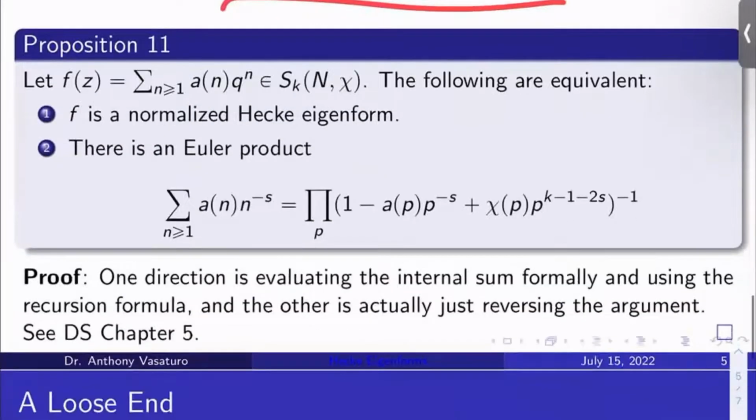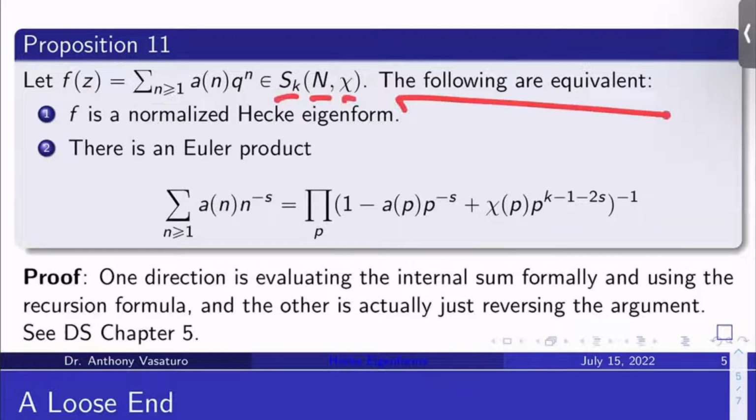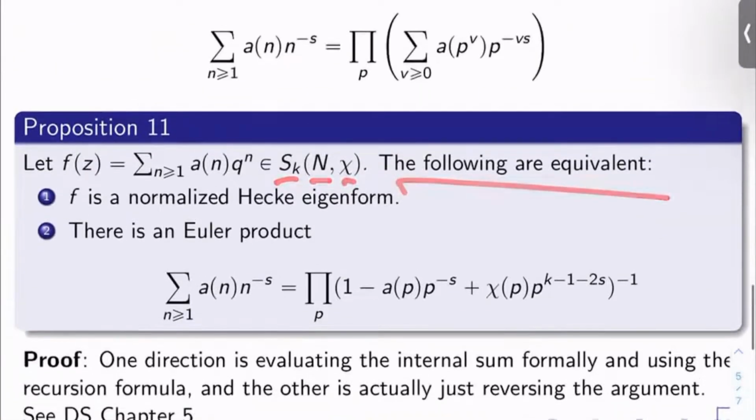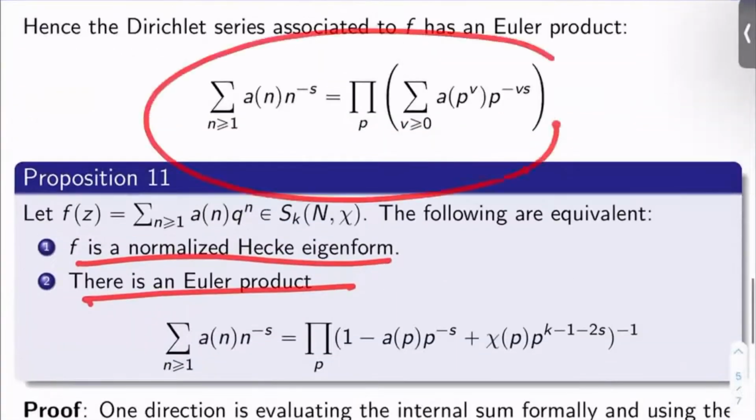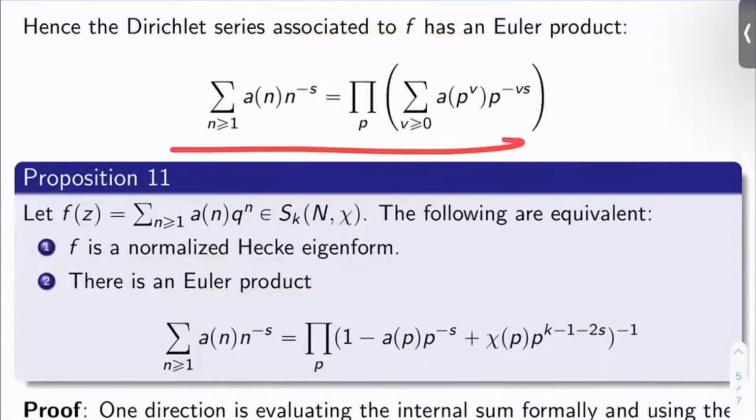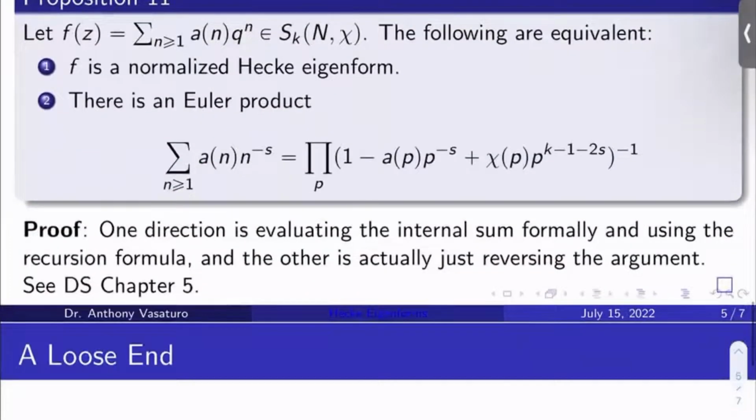So proposition 11, let's let f of z be given by the usual Fourier expansion, and let's let it be in S_k of N, chi. The following are equivalent. f is a normalized Hecke eigenform, and there is an Euler product like this. And in fact, I can tell you what this Euler product is more specifically. It's the product over primes p of 1 minus a of p to the negative s plus chi of p times p to the k minus 1 minus 2s power, and then take the reciprocal of all that.